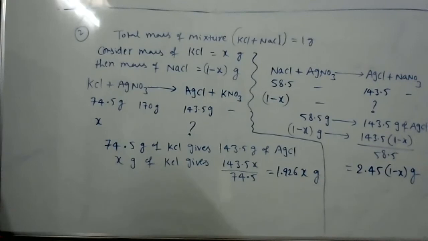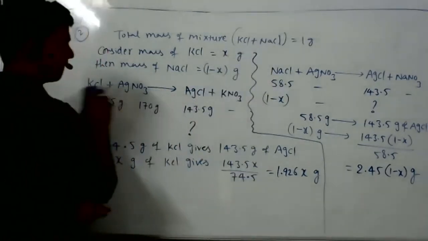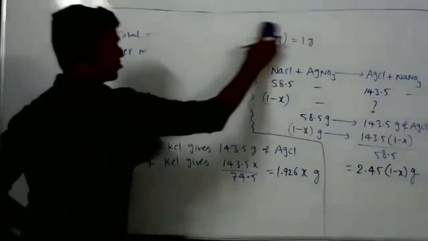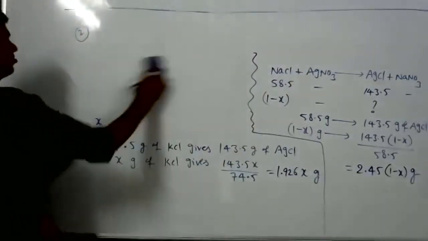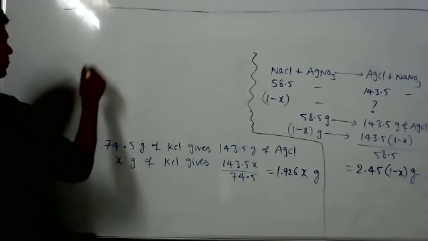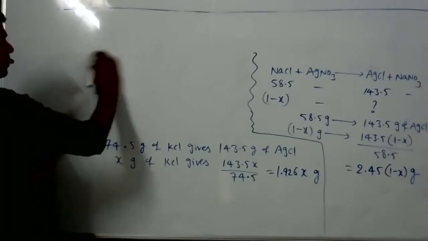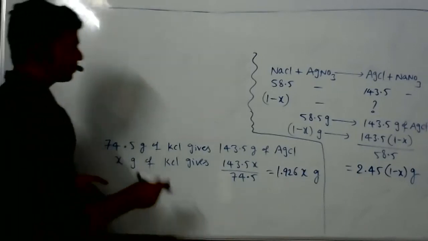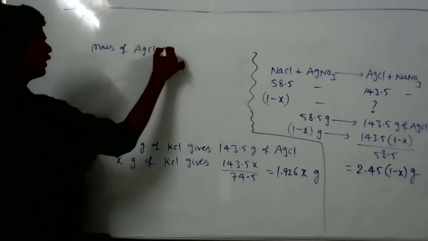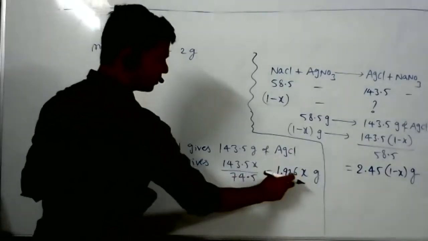Now here we have the masses of KCl and NaCl, so we have to equate it to 2 grams. AgCl mass is 2 grams in the given question. The mass of the mixture is 1 gram, and the mass of AgCl is 2 grams. You have to equate to that. Here you calculated the AgCl mass, no?